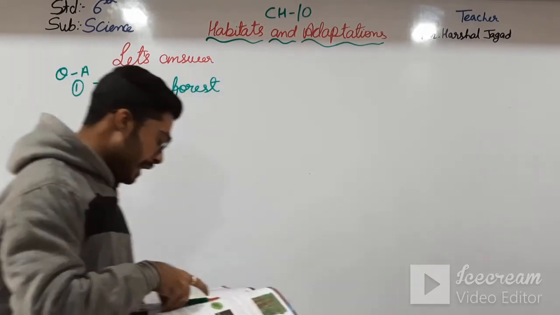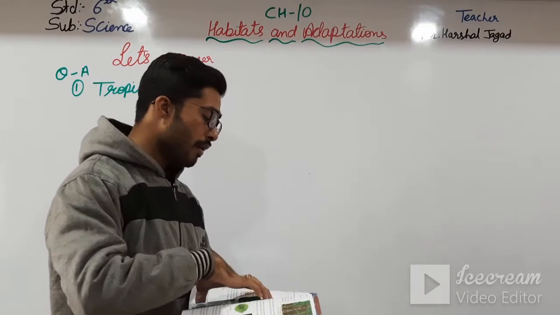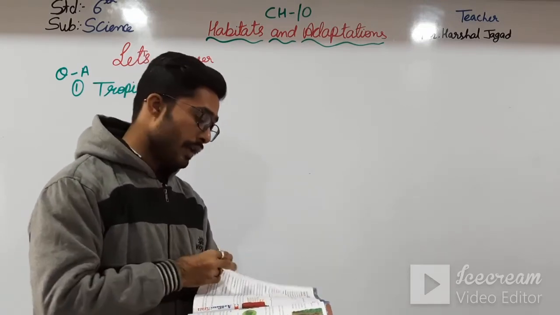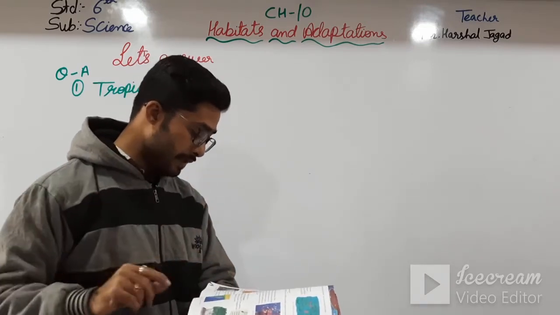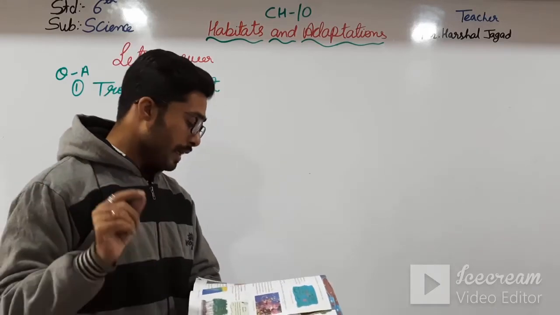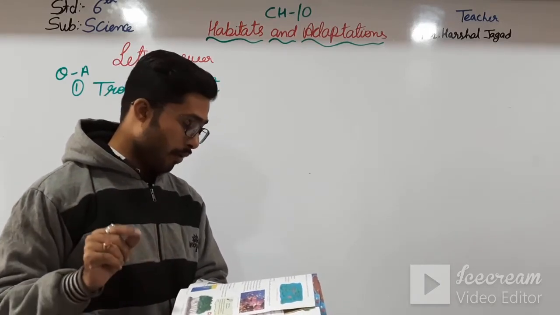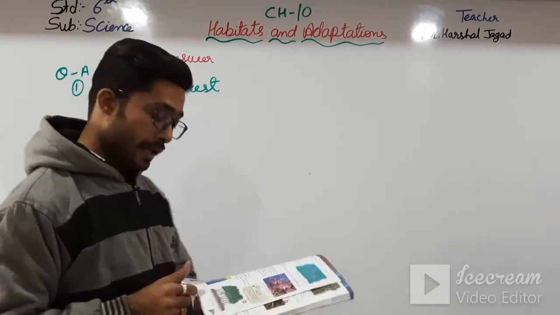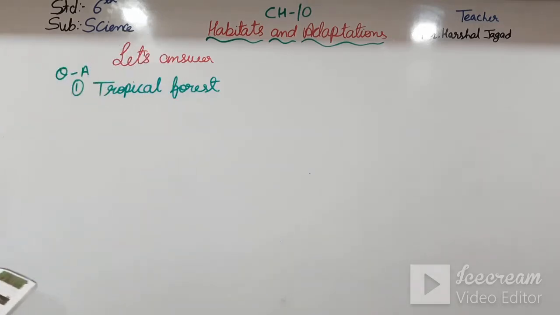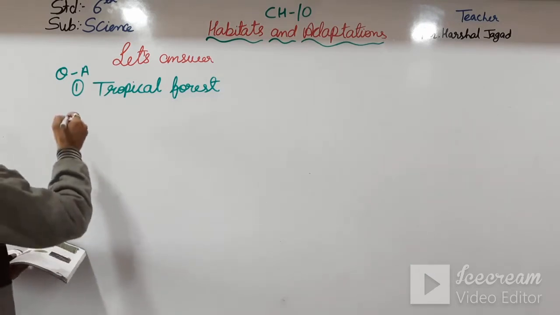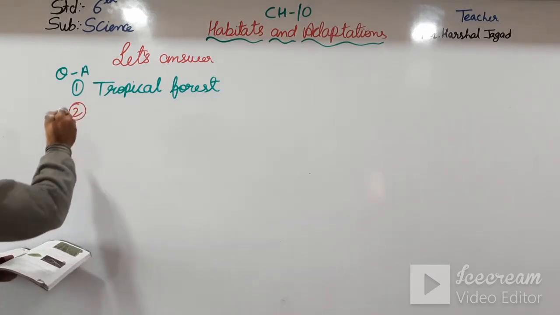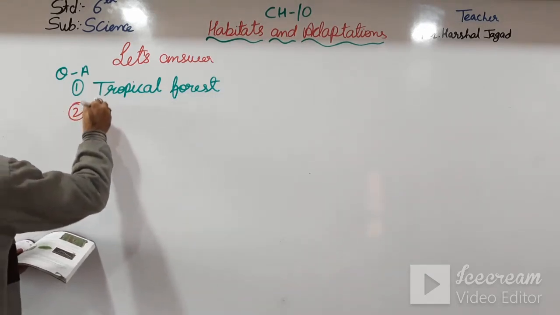Second, the area that receives very little or no rainfall. You can see on page number 112, in the deserts, deserts are the areas that receive very little or no rain throughout the year. So our second answer will be deserts.